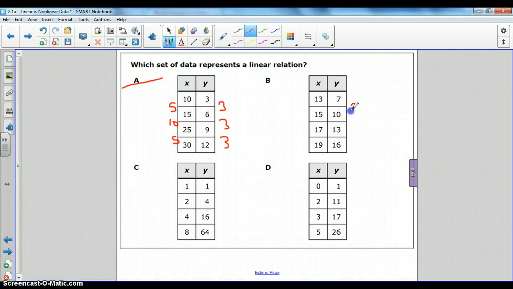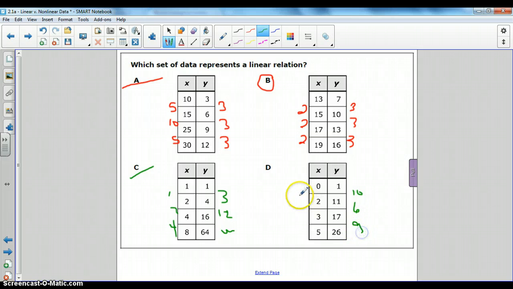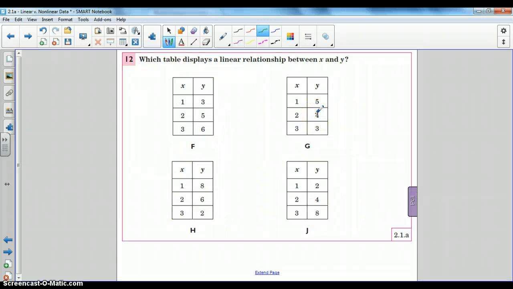Okay, here we change by 3, change by 3, change by 3, good. Here we change by 2, by 2, by 2. So I'm going to say this is it, but I'm going to go through the rest of them just to show you. This changed by 3, then it changed by 12, then it changed by a big number. 1, 2, and 4. Okay, so that's not changing at a constant rate. 10, 6, 9, 2, 1, 2. Okay, so the only one that's changing at a constant rate is B.